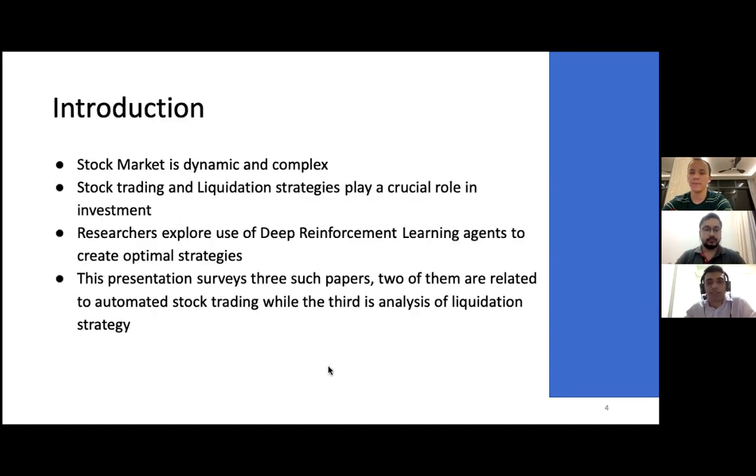All right. So we all know that stock market is quite dynamic and can be very complex. So stock trading and liquidation strategies play quite a crucial role in investments. Researchers usually explore the use of deep reinforcement learning agents to create optimal strategies for stock trading. And during this presentation, we'll survey the 3 papers that I mentioned earlier. 2 of them are related to automated stock trading, while the third one is covering the analysis of liquidation strategies.